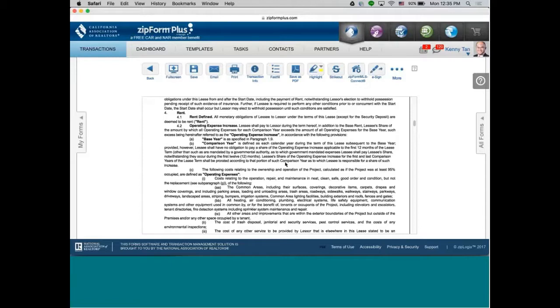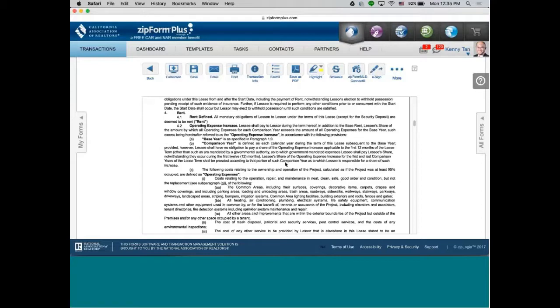What this means is, let's say instead of signing the lease on January 1st, 2017, the signing date is June 1st, 2017. So we say that in the first 12 calendar months, there shall be no increase in the operating expense. But since we use the comparison year in terms of 12 months in a comparison year, sometimes you may have to prorate.